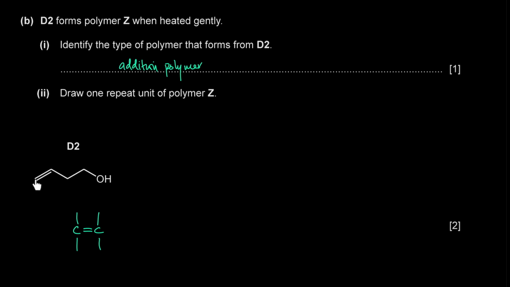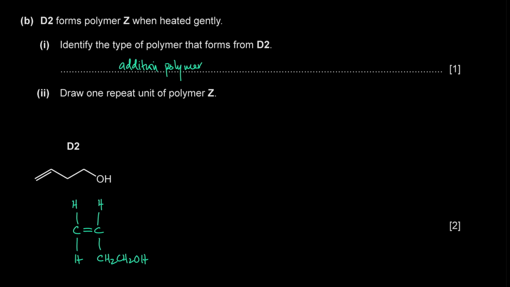So this carbon atom on the double bond is bonded to 2 hydrogens. And then the other carbon atom is bonded to 1 hydrogen, and then it's bonded to a CH2CH2OH, right? So this is the monomer. That's the alkene that we're starting with.